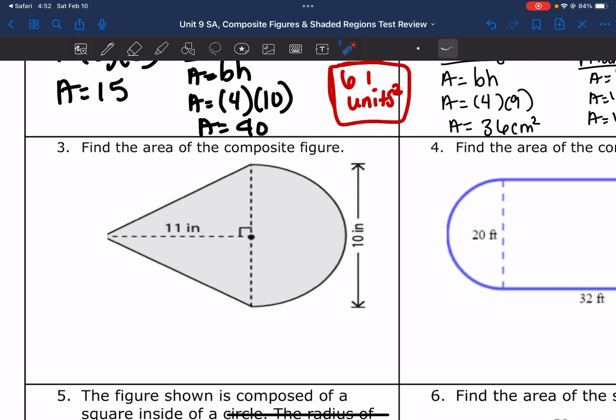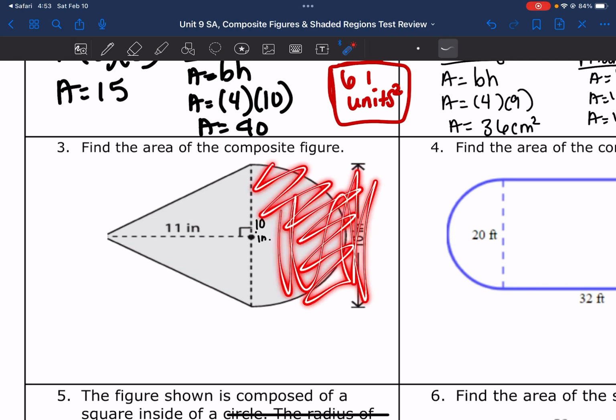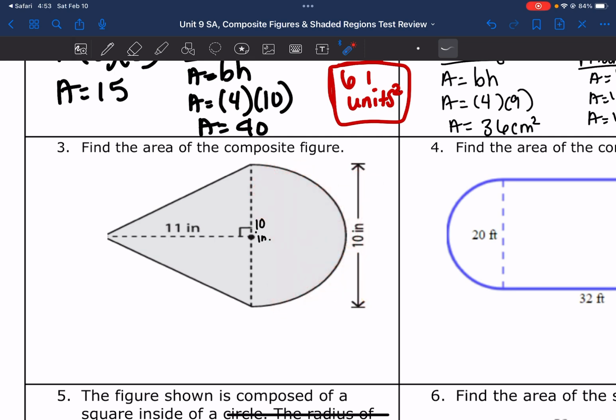So what I see here is that this is 10, which means that this is going to be 10. So I'm going to go ahead and write 10 inches here. Now, if I pretend that the circle's not there, what I have is a triangle with a base of 10 and a height of 11. Now remember, you'll know that the height for the triangle is the height because if you trace the dotted line and the right angle, you make an H.